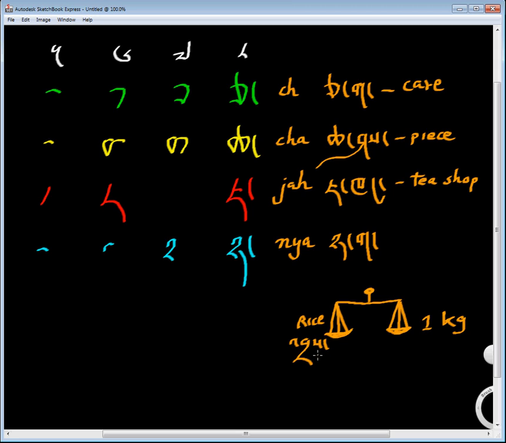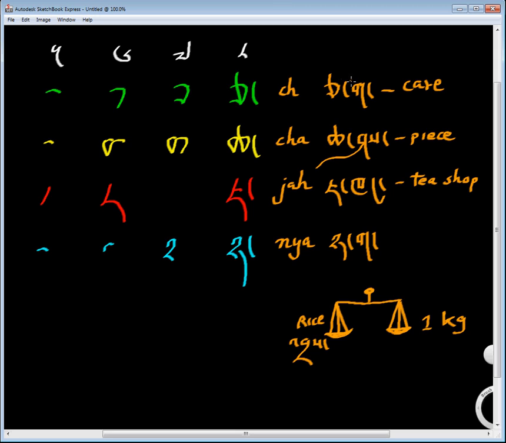So all this stuff you're gonna learn later. For now, as long as you know de means rice, you're fine. Okay, so they might put a 1 kilogram weight here and then put some rice. So this is called nyaga, and hopefully this is actually a 1 kilogram weight. You never know.